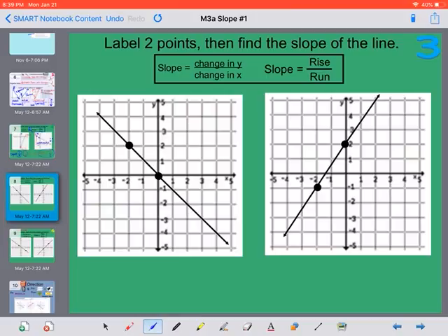Let's try a couple more. Same thing. Label our 2 points, then find the slope. So let's label this point up here and this point here. We know this one in the middle is 0, 0. We didn't go anywhere for that point. But this one, x first, then y, we went -2 for x. Oops, I wrote x. We want to write -2. And then y, we're going up 2. So -2, 2.